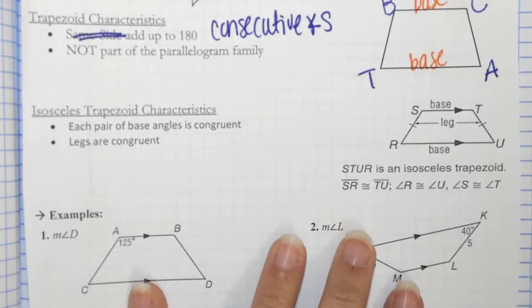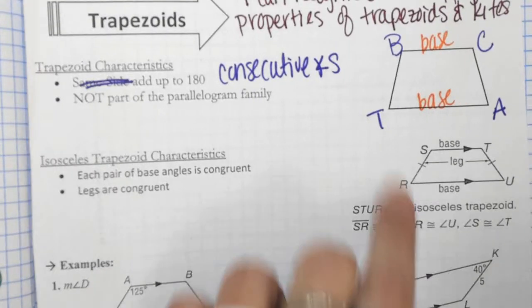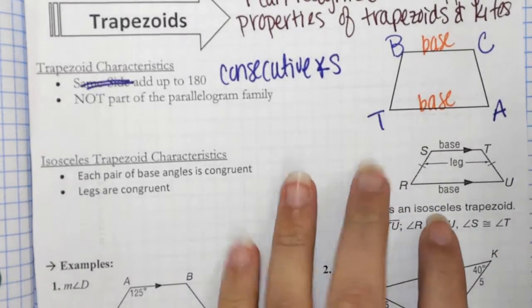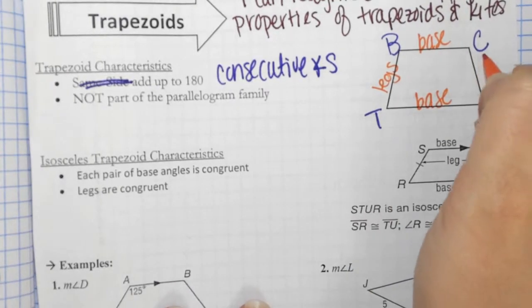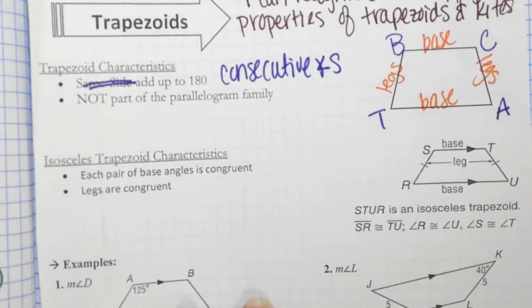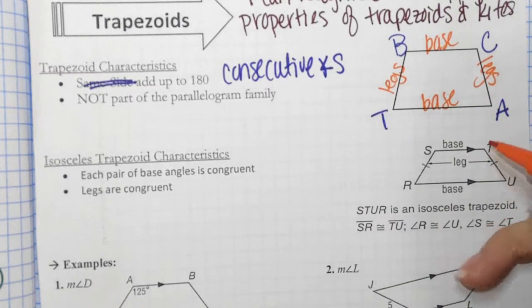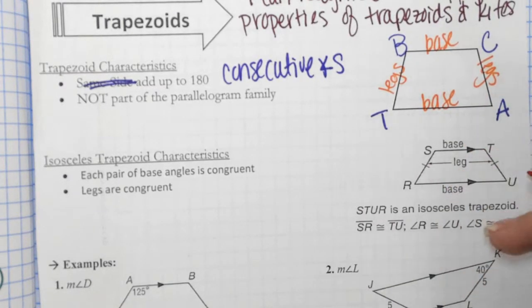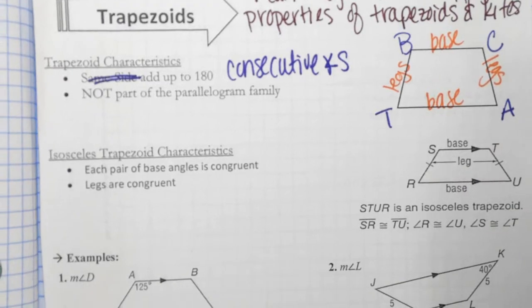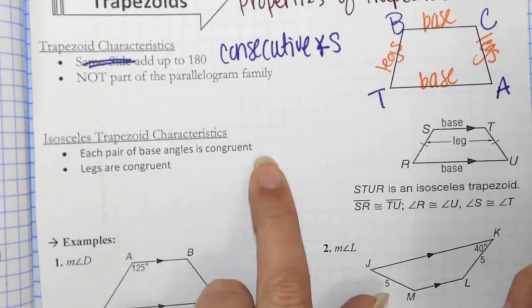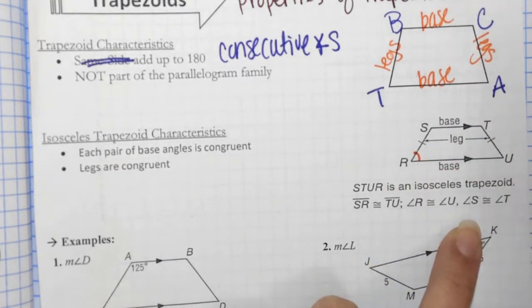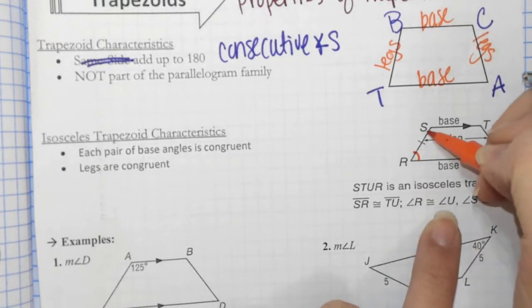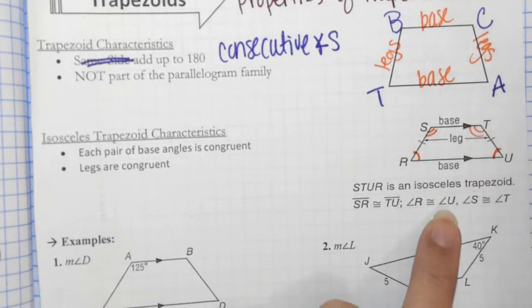You guys have seen trapezoids before, right? Does anybody remember what these sides are called, BT and CA? Legs. Two bases and two legs. So your bases are parallel and your legs are congruent in an isosceles trapezoid. And it says that each pair of base angles is congruent. So that means that angle R is congruent to which angle? U. And angle S is congruent to?